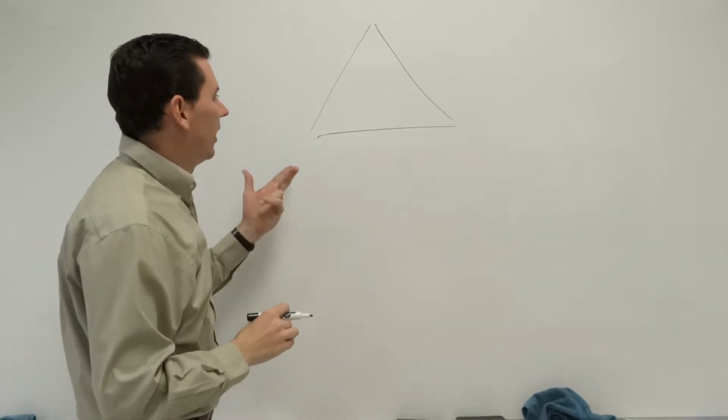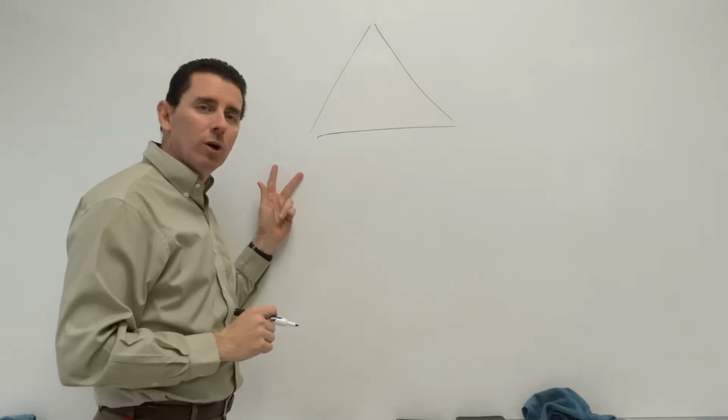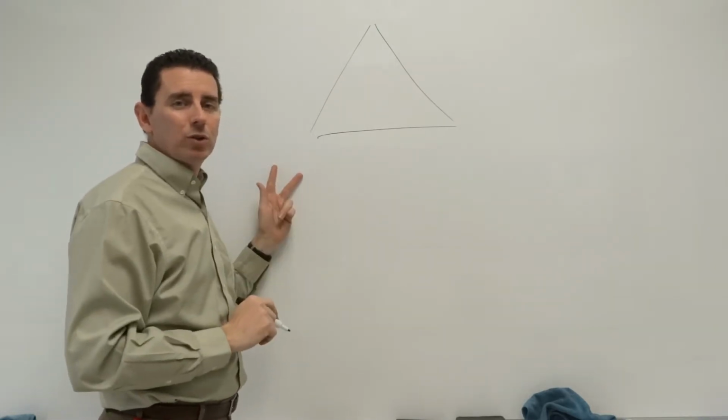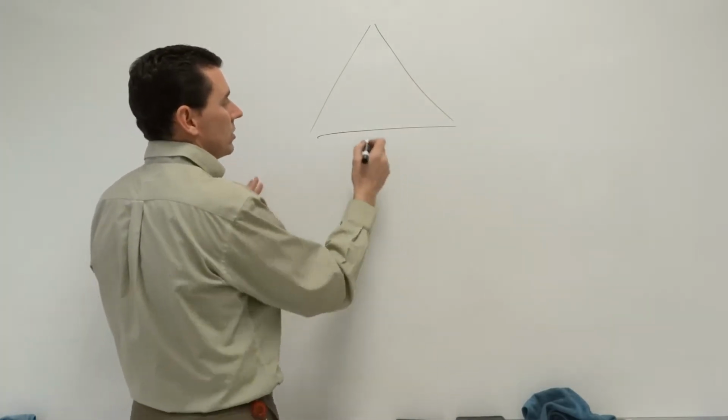So I'd be like, all right, equilateral triangle. What's true about an equilateral triangle? So, Skippy in the back. What's true about an equilateral triangle? All the sides are congruent. Thank you. So all the sides are the same length.